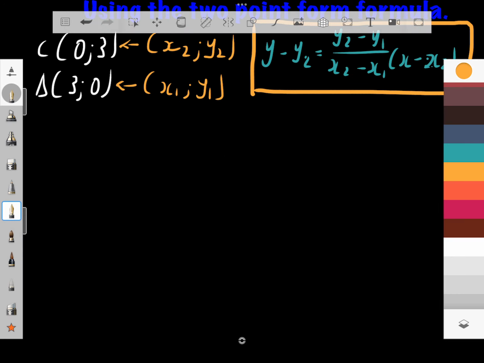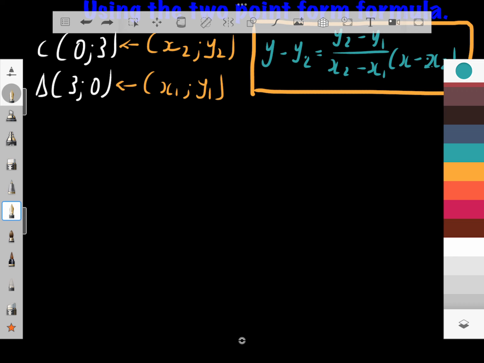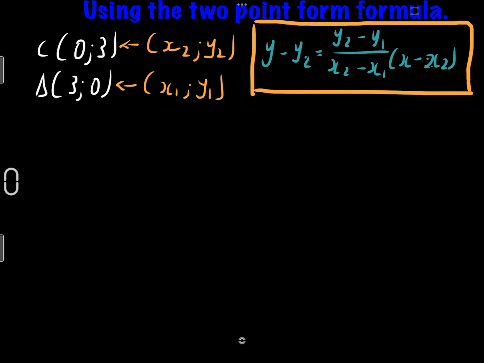Okay, so moving forward, by substitution, we're going to just simply say y minus 3, by substitution, I know that I already have 3, is equal to 3 minus 0 over, so we have x2 this time, our x2 is 0, minus x1, which is just simply 3, multiplied by x, subtract our x2, which by substitution is just simply 0.